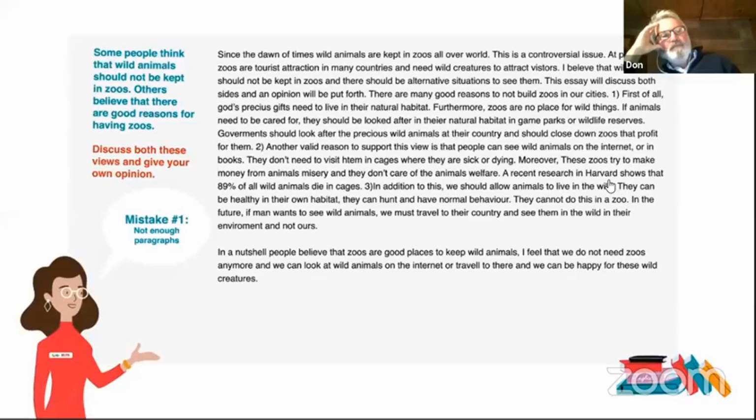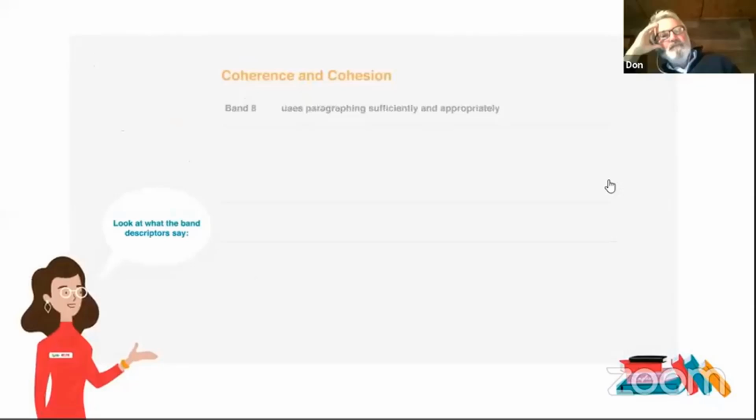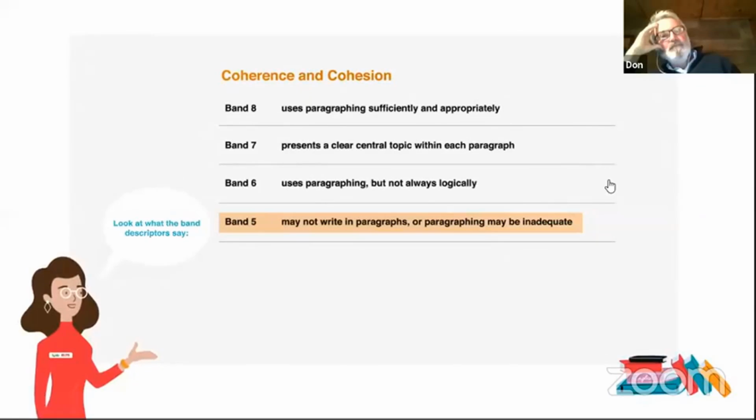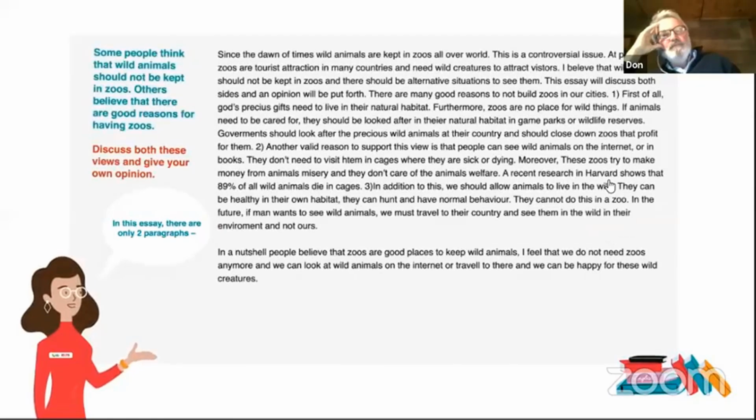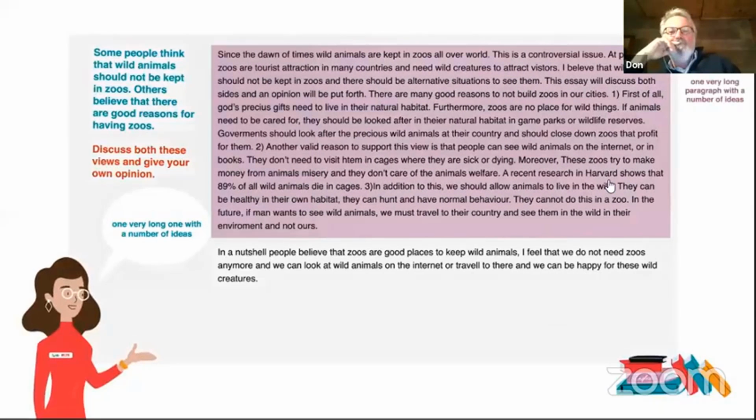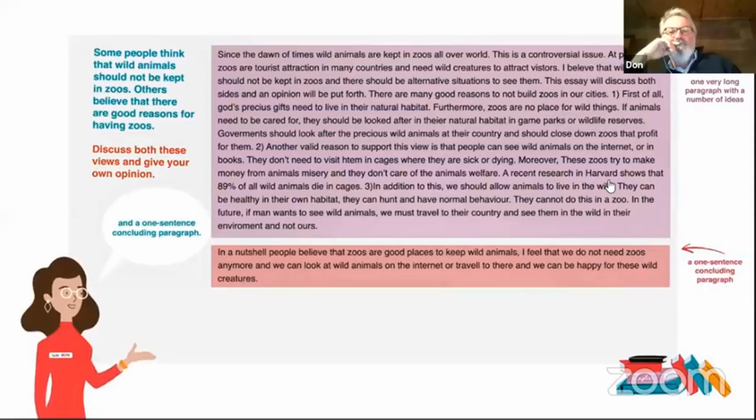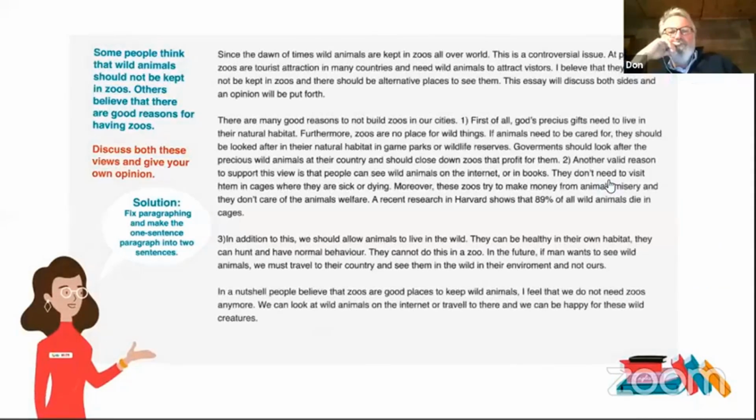Mistake number 1. Not enough paragraphs. This is a very easy mistake to make, but it's very costly. Look at what the band descriptors say. In this essay, there are only 2 paragraphs. One very long one with a number of ideas, and a 1-sentence concluding paragraph. Solution: fix paragraphing and make the 1-sentence paragraph into 2 sentences.